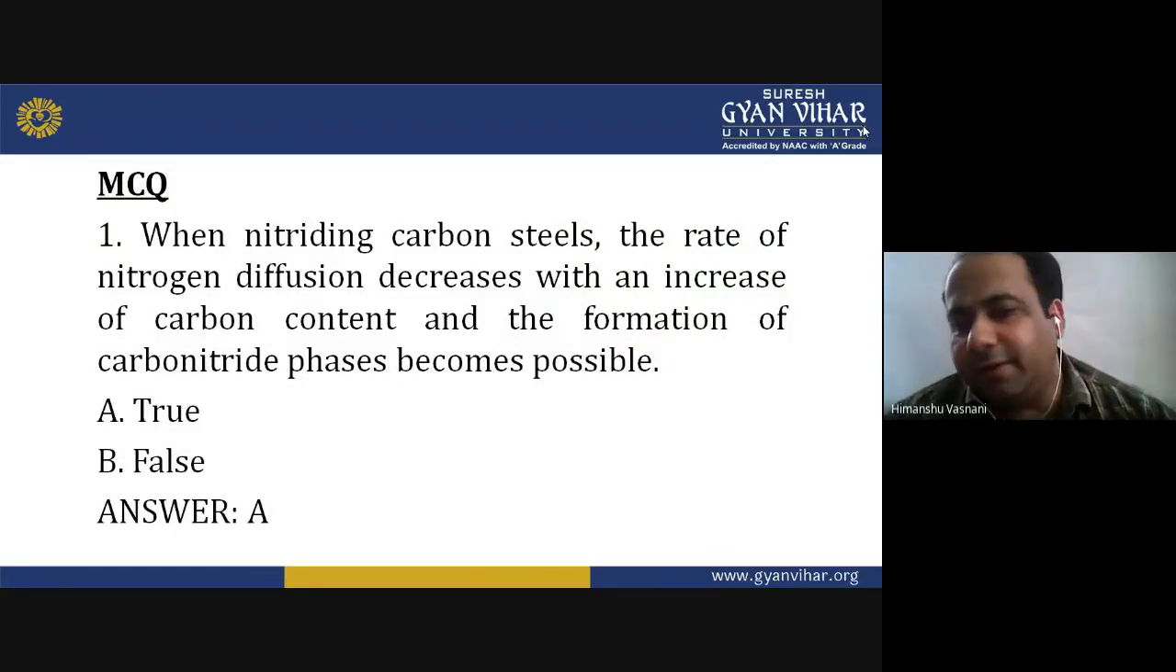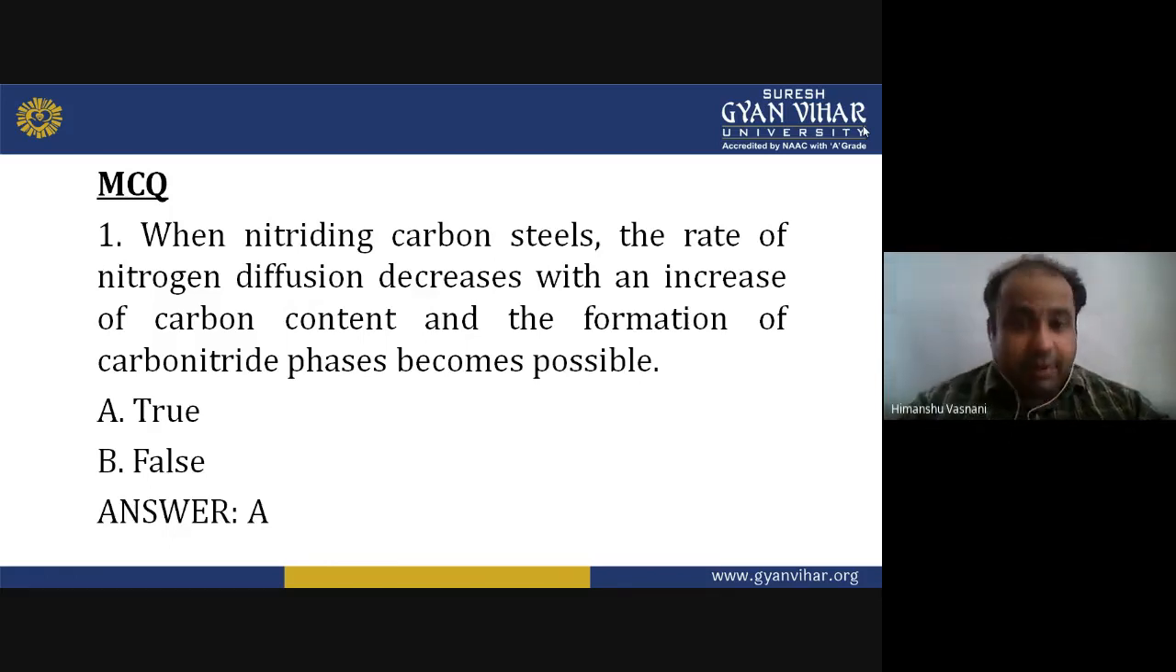Now, when nitriding carbon steels, the rate of nitrogen diffusion decreases with an increase of carbon content and the formation of carbon nitride phase becomes possible. We have discussed this statement: during the nitriding process, if you are using a carbon steel, the diffusion of nitrogen will decrease as the carbon content increases, and then the formation of carbon nitride phase becomes possible. This is true.